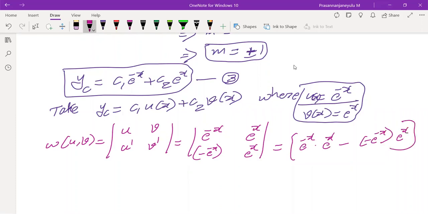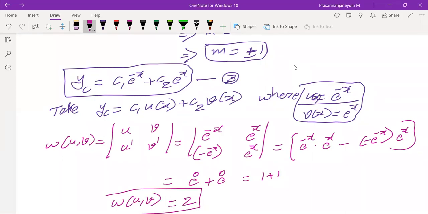Now here, if we do the simplification, the first term becomes e power 0, minus of minus is plus, the second term also e power 0. So we can say 1 plus 1 is equal to 2. 2 is the Wronskian W value of u comma v.